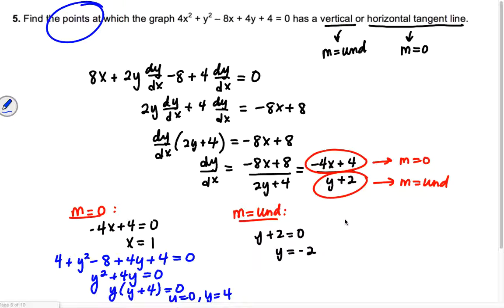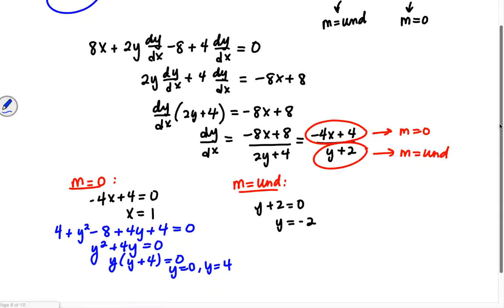So we get y equals 0, and y plus 4 equals 0, so y equals negative 4. Thank you. All right, so what are our points for that one? 1, 0, and 1, negative 4. Those are the points that make your horizontal tangent line. So you have a horizontal tangent line at those points.